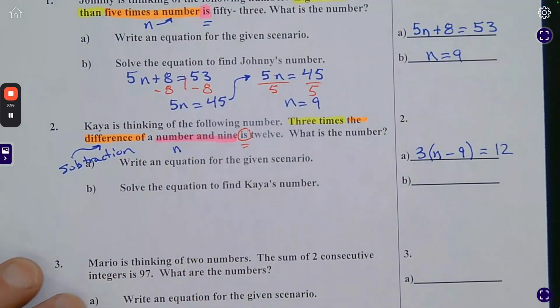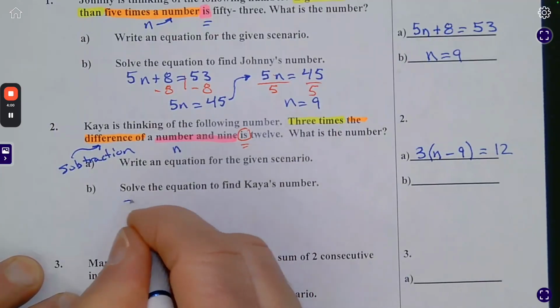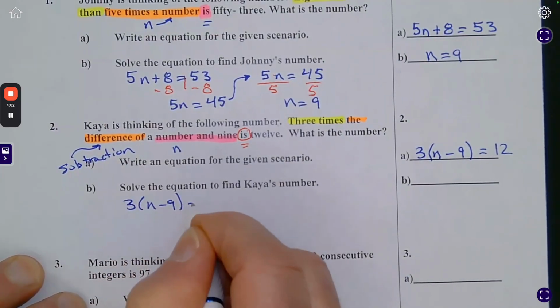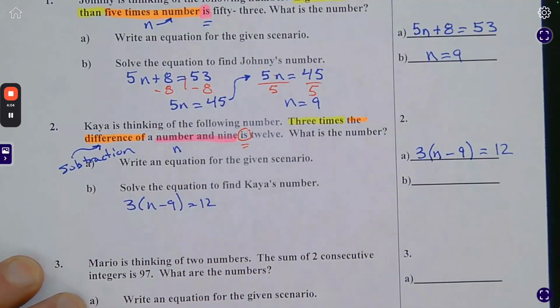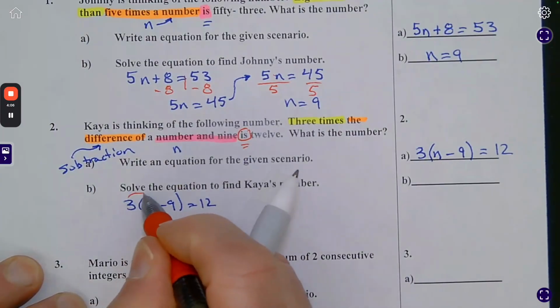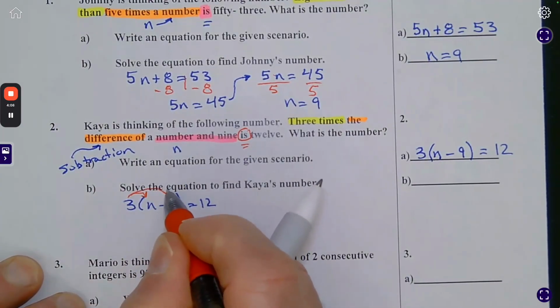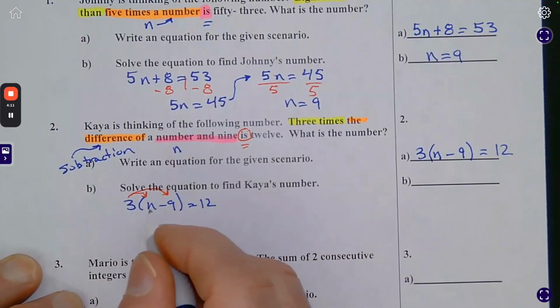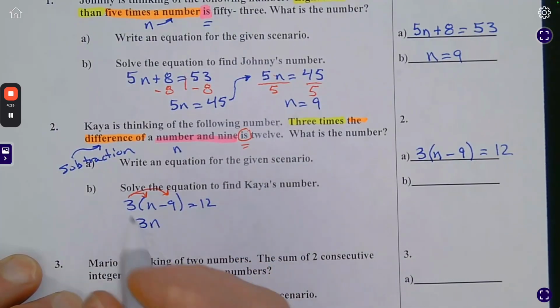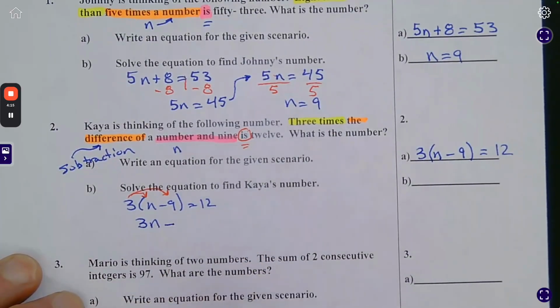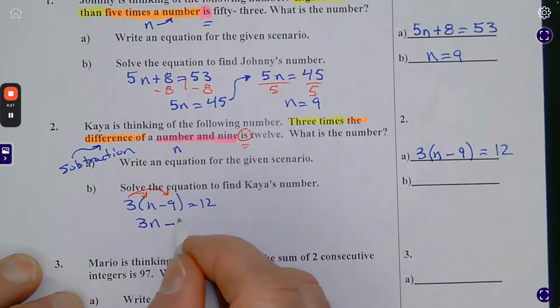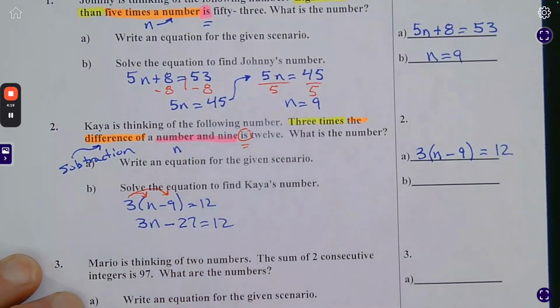All right, that ain't bad. That ain't bad. Let's solve it. I'm going to take it down here. That equals 12. Okay, you remember this thing called distribution, right? This is why we practice it right here. So that's 3 times 1n is 3n. A positive times a negative is a negative. And then 3 times 9 is 27, equals 12.